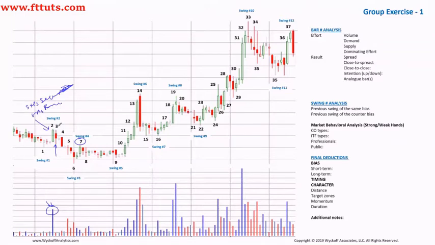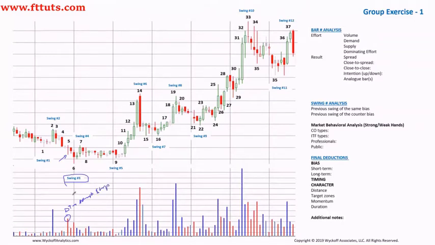On bar number 3, we see how the test in a way fails. There is a penetration of the low of bar number 2 by bar number 3 on the intraday basis that suggests weakness and a continuation to the downside. In swing number 3, we see that at the end, starting with bar number 5, there are attempts to stop the price from moving further down. What does this attempt mean? It means that the demand is increasing and demand is starting to absorb supply at this point.